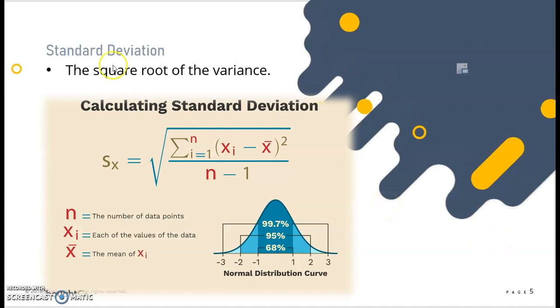Now look at the standard deviation formula, or how to calculate the standard deviation. This is the variance that we got from the formula, so we take the square root of it. The normal distribution curve here shows the standard deviation. The shape of the distribution is like a bell shape, and it shows the percentage of risk that will occur in the economy.